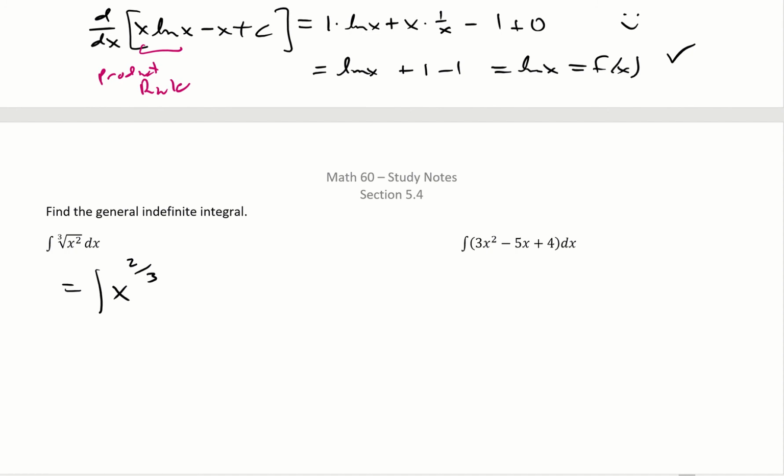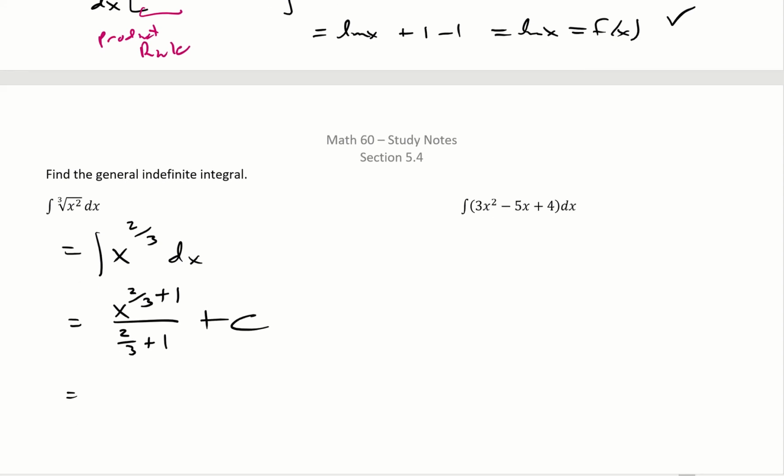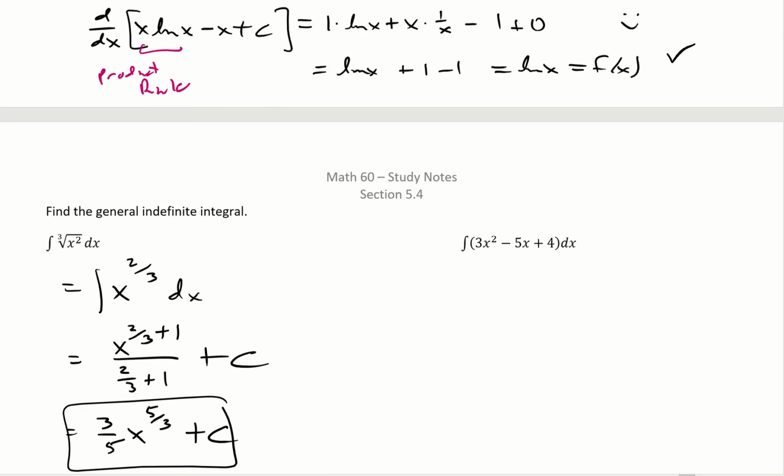If I'm deriving or integrating, which we're doing now, we're going to call it integrating, I have to look at the power. So I'm going to bump up the power by 1 and divide by that same bumped up power and tack on a plus c. So I've got x to the 5/3. So if I invert and multiply, it's 3/5 x to the 5/3 power plus c. And that's it. That's the indefinite integral of that guy. Moving on.